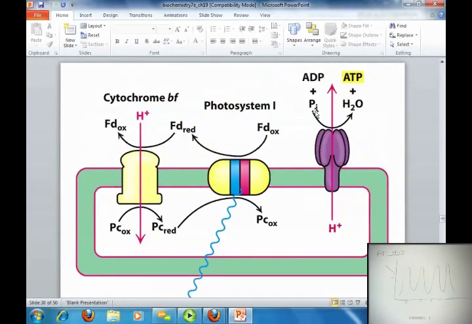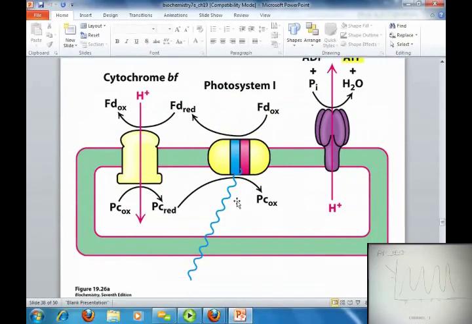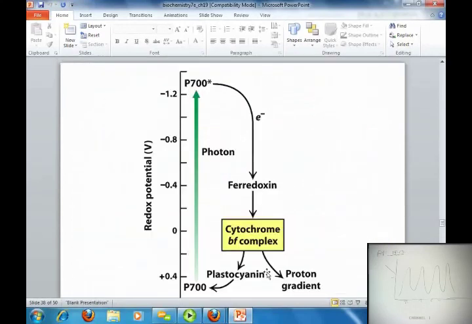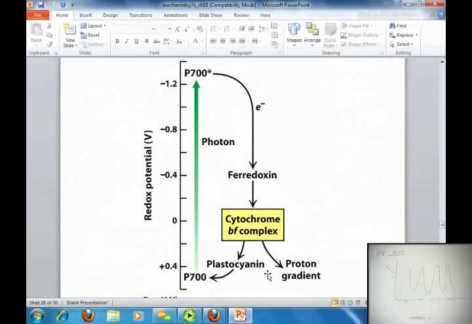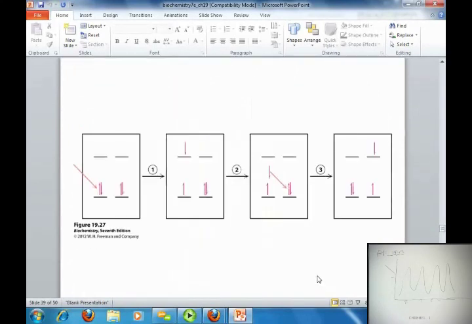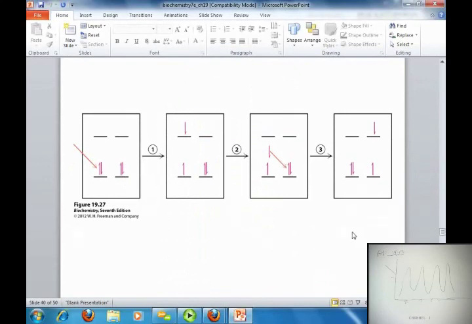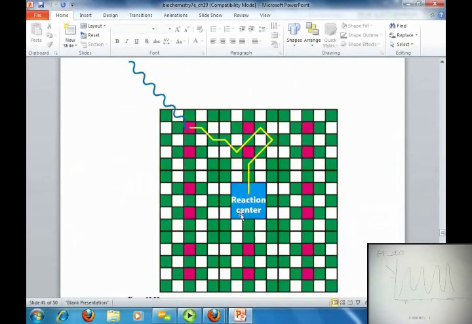So cytochrome b6f, how the ATP is being produced from photosystem 1, what happened in photosystem 1 here. The excitement of the electrons with the light energy. This is again the cyclic, photosystem 700, ferredoxin complex and proton gradient formation. And this is the same cartoon which I explained earlier, how the electrons are moving from one to the other. And this is a reaction center.